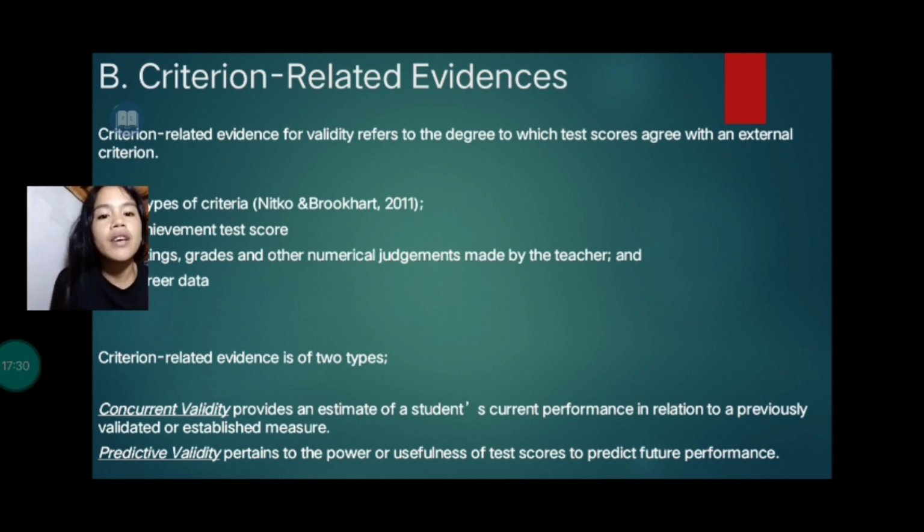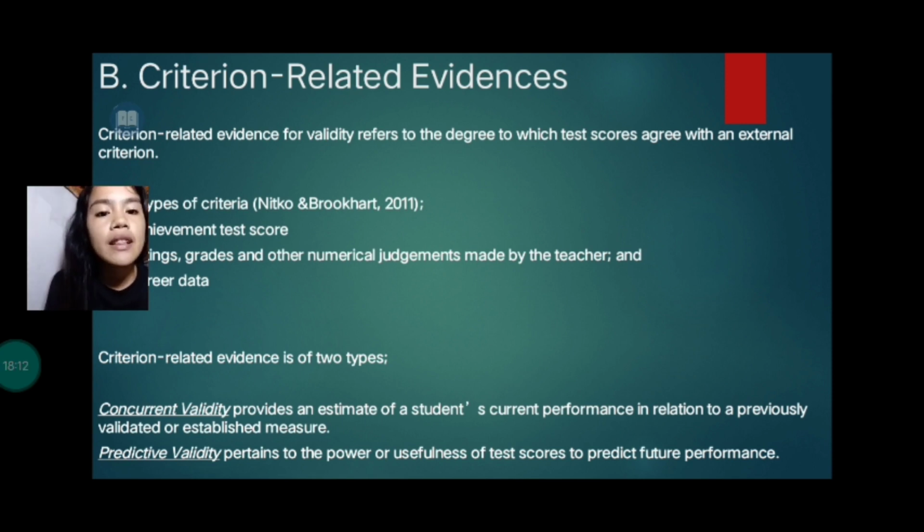We have concurrent validity, which provides an estimate of a student's current performance in relation to a previously validated or established method. From the word concurrent, it is the present, the current performance, the actual performance of the students. We see that there and we call it concurrent validity.